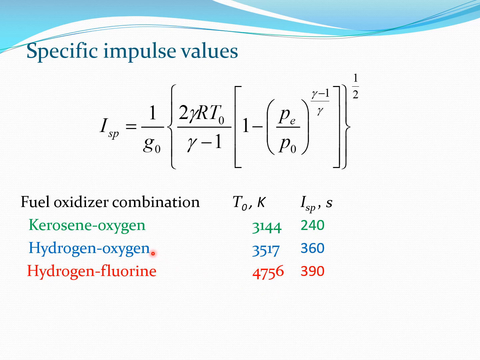So of course you can see the hydrogen oxygen is also pretty good at 360, and in many cases when people have relatively lesser levels of technology, storage capacity and so on, they often resort to the kerosene oxygen mixture which has an ISP of 240.